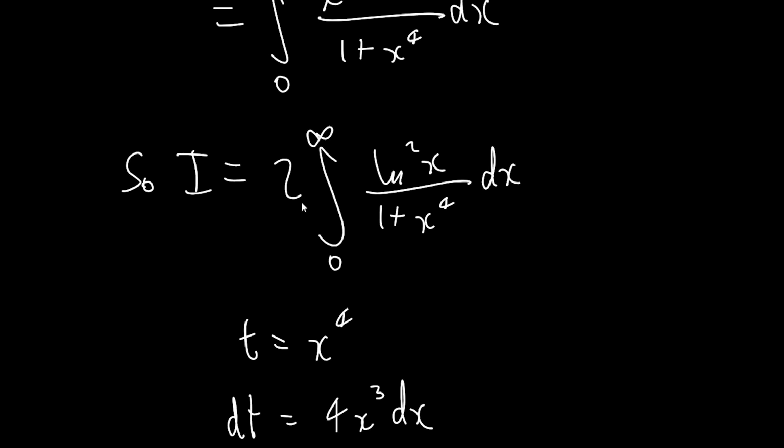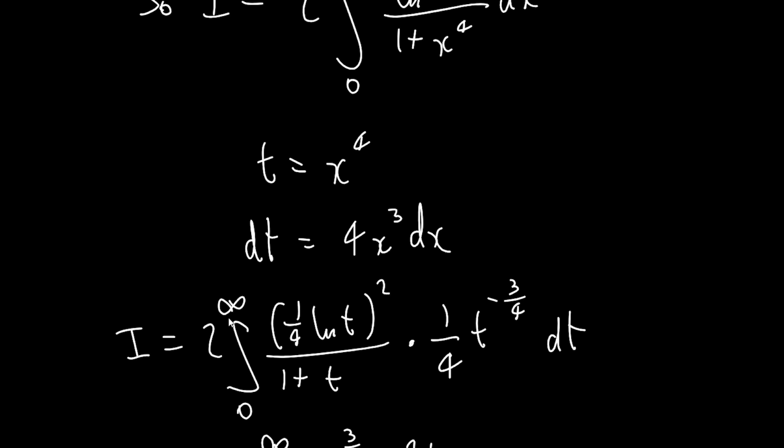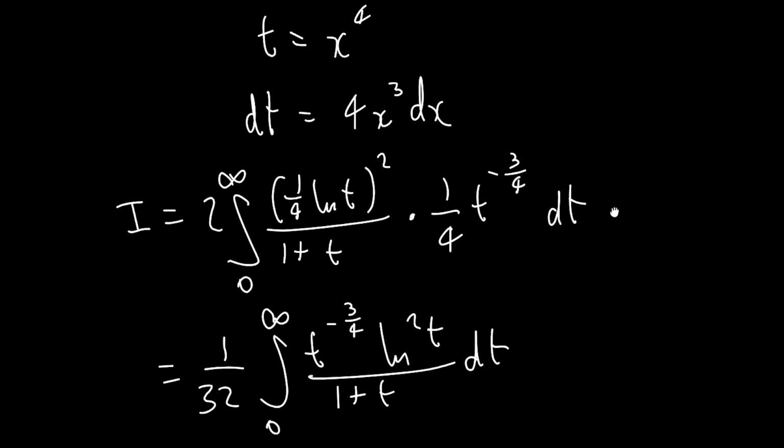So I equals 2 lots of the integral between 0 and infinity of ln squared x over 1 plus x to the 4. Now, if we do a substitution for x to the 4, watch what's going to happen, okay? Watch what's going to happen. We have 2 lots of the integral between 0 and infinity of a quarter ln t squared over 1 plus t, and then times it by the result from substitution, a quarter times t to the minus 3 quarters.